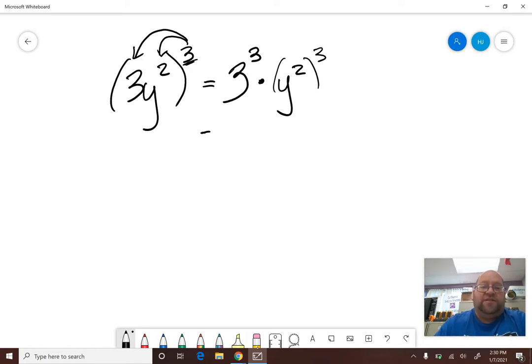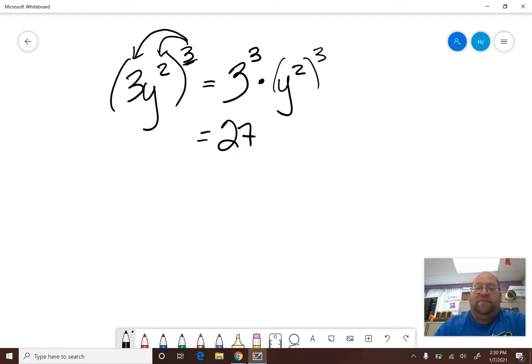So let's look at this. 3 to the third power. What would that be? Well, that's the same thing as 3 times 3 times 3. So 3 times 3 is 9. 9 times 3 is 27. So this part right here would simplify simply to 27.